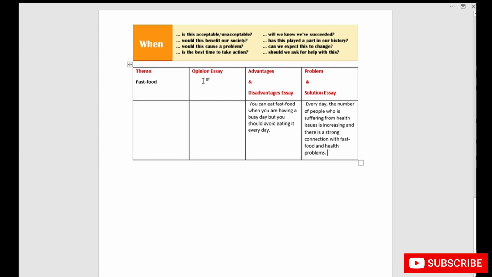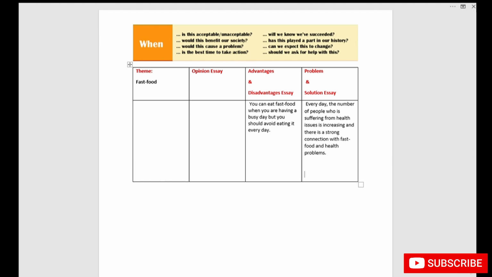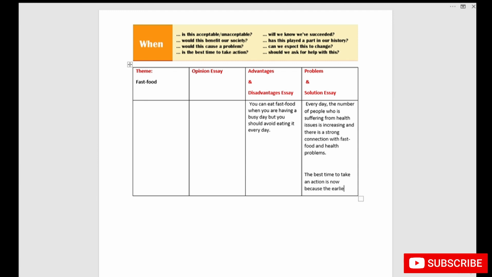And for that, let's look at when is the best time to take action. It can go well with the problem and solution essay. I can say the best time to take action is now, because the earlier we act on it, the better it will be.